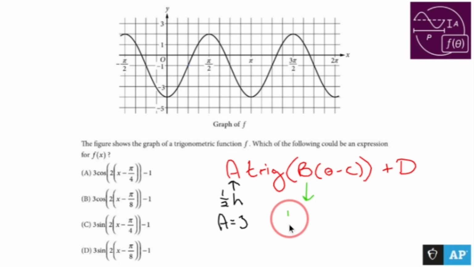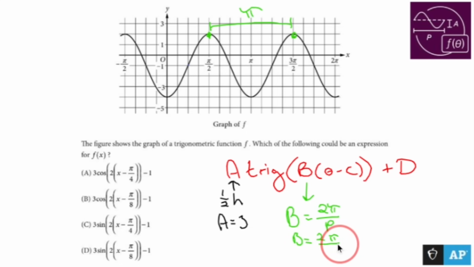Always the trickiest part. B is always going to equal, for something that's sinusoidal like this and dealing with radians, 2 pi divided by your period. Now if I just pick the tippy top here to the tippy top here, that is a change of 3 pi over 2 minus pi over 2, which is 2 pi over 2, or pi. So the period is pi. So B is going to be 2 pi over pi, which means B is 2.